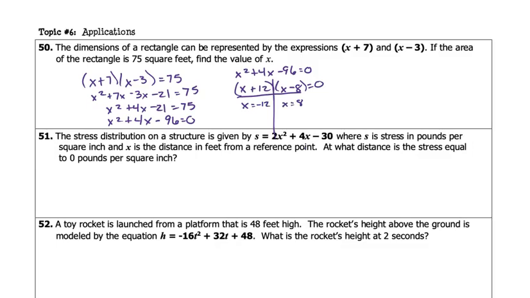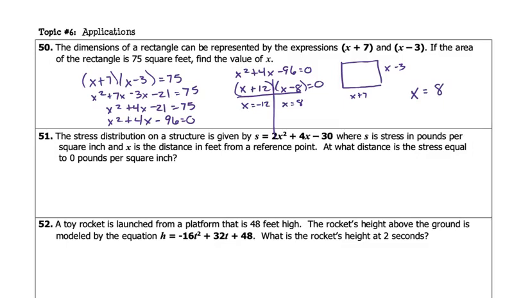So I want to find the value of x. Now remember, this is a rectangle, and this is x plus 7, and this is x minus 3. So if I put in a negative 12 for x, the side length would be negative 5, and that's really not going to work. So it would have to be the 8. 8 plus 7 is 15, and 8 minus 3 is 5, and 15 times 5 does equal 75. So yes, x does equal 8. There's my final answer.